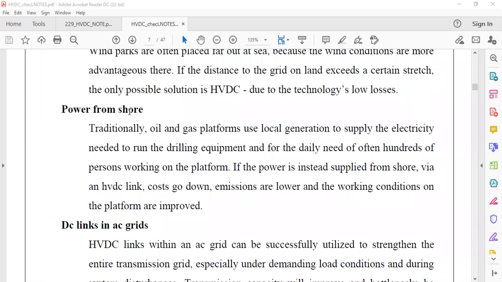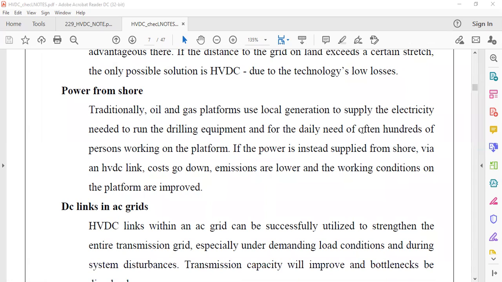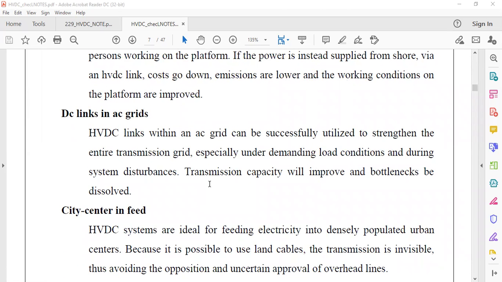And coming to power from shore. Traditionally, oil and gas platforms use local generation to supply the electricity to run the drilling equipment, and for the daily needs of often hundreds of persons working on the platform. If the power is instead supplied from shore via an HVDC link, the cost goes down. Earlier they used AC for these generations, right? Now the HVDC link has reduced the cost. Okay? Right? And coming to the next one, DC links in AC grids.